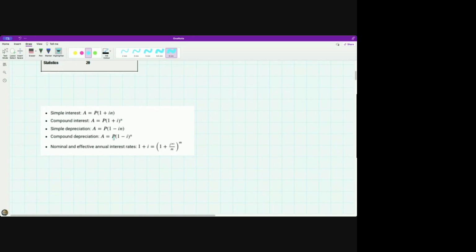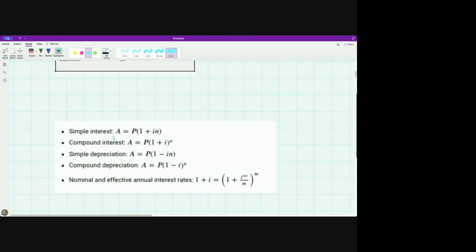Let's have a look at the important formulas in financial maths. So what we have is interest, which we've covered in the last two lessons. We have simple interest and we have compound interest. And interest is about things increasing in value.